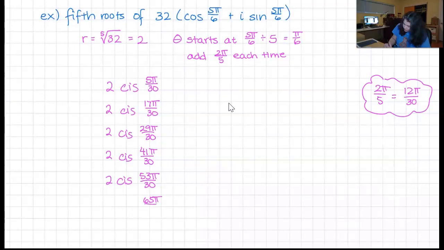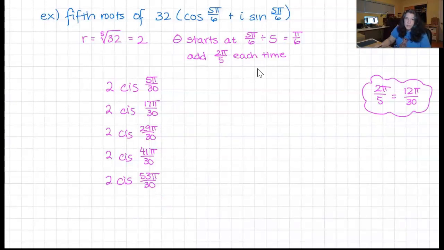65 pi over 30. First of all, notice this is bigger than 2 pi. So I've gone too far around the circle. I'm starting to go around again. I'm starting to repeat myself. If I subtract 2 pi from that, I get 5 pi over 30, which is where I started. So I know I'm on the right track. All right, so I'm going to go ahead and get rid of that, though. That was just for checking. I don't really need that in my answer.